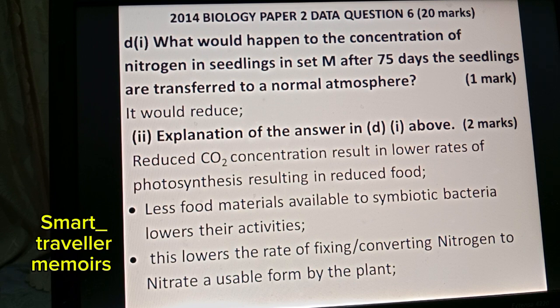So, examination council: what would happen to the concentration of nitrogen in set M after 75 days? It would reduce. Explanation: reduced carbon dioxide concentration results in lower rates of photosynthesis, resulting in reduced food. Less food materials available to symbiotic bacteria lowers their activities. This lowers the rate of fixing or converting nitrogen to nitrate, a usable form by the plant.